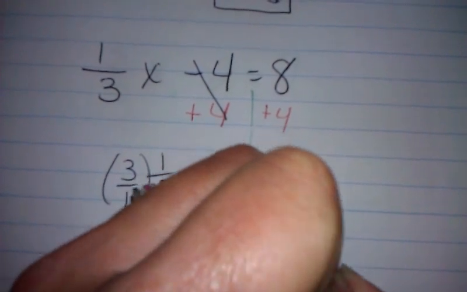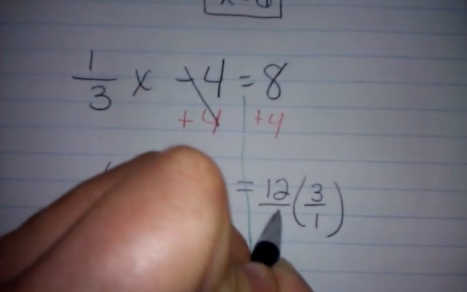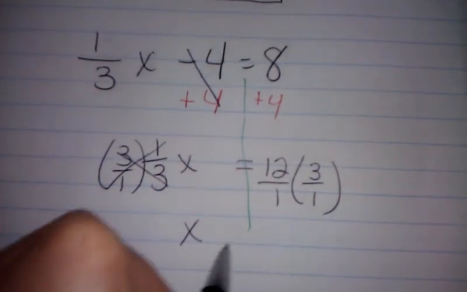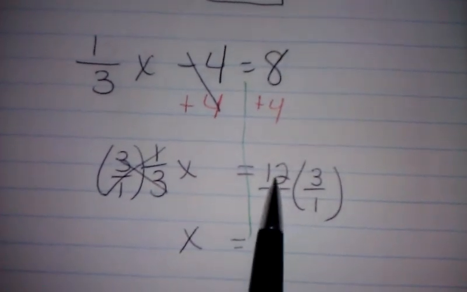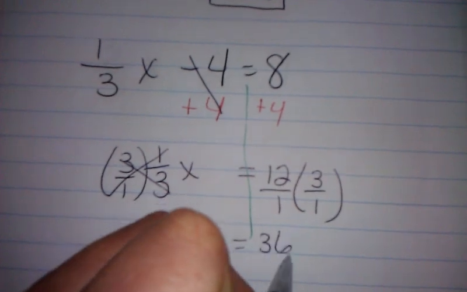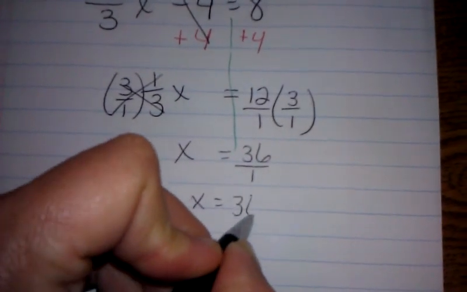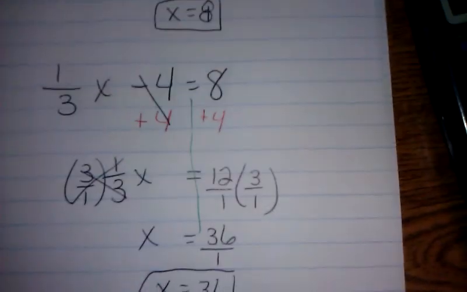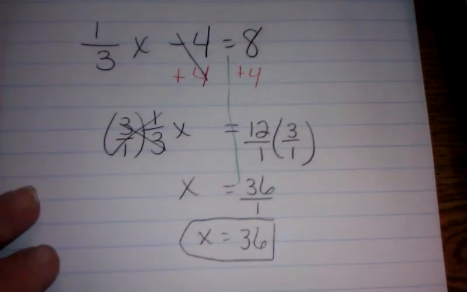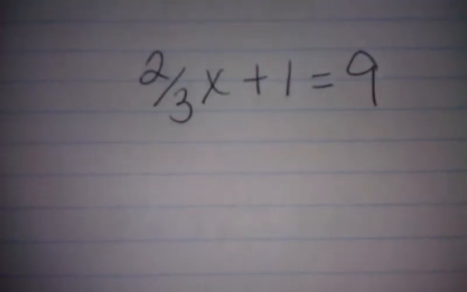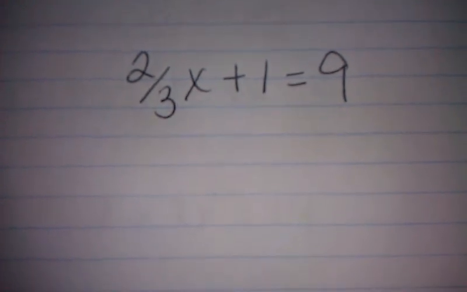Come over here, 3 over 1. Well, put the 12 over 1. These cancel out. They make 1. And then I have 12 times 3 is 36. 1 times 1 is 1. X equals 36. You check it the same way by putting it into y1 and y2. We have 2 more, and then we have a few more practice problems we can do here. Pause the video, come back and see how you did.